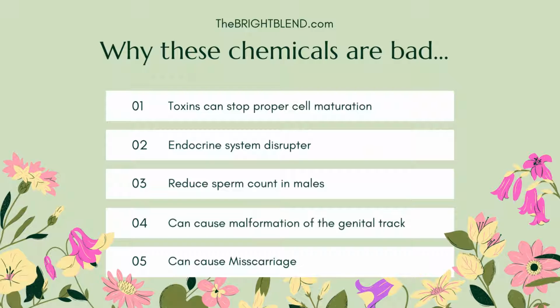Why these chemicals are bad. Right off the bat, toxins can stop proper cell maturation. They can be disrupting to the endocrine system. Your pituitary, your growth hormone, all of the necessary basic hormones, estrogen and testosterone, that are the building blocks of fertility, can be disrupted and damaged through receiving these toxins. They can reduce sperm count, cause malformation of the genital tract, and definitely cause miscarriage.